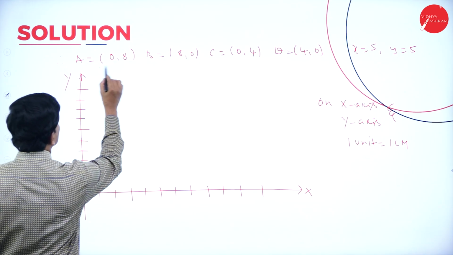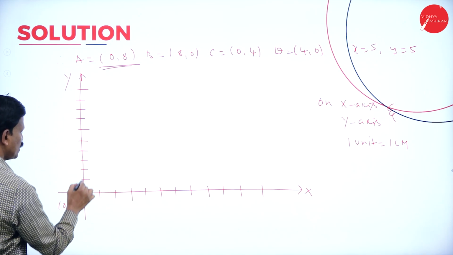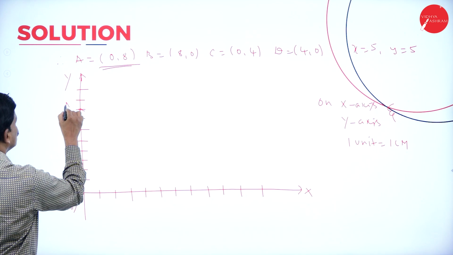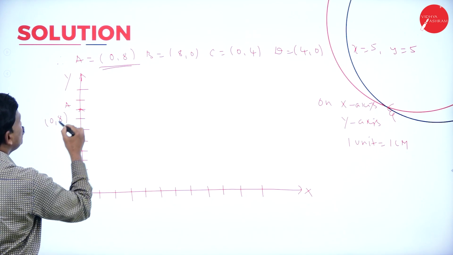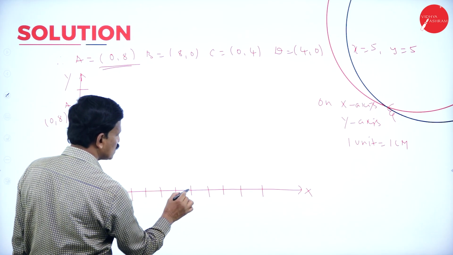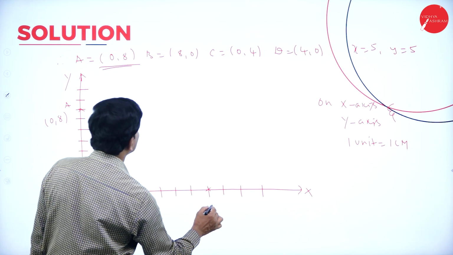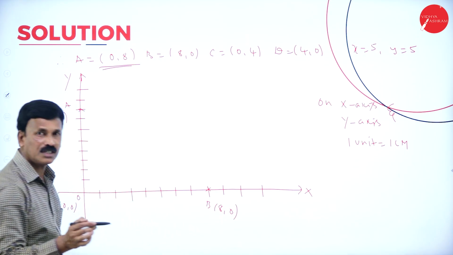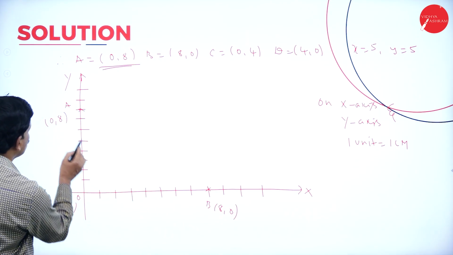Now let us come to the first point. What is the first point? A 0, 8. X is 0, Y is 8. 1, 2, 3, 4, 5, 6, 7, 8. This is A, 0, 8. B, what is B? 8, 0. 1, 2, 3, 4, 5, 6, 7, 8. B, 8, 0. Now draw the line. Draw a straight line which passes through these 2 points.